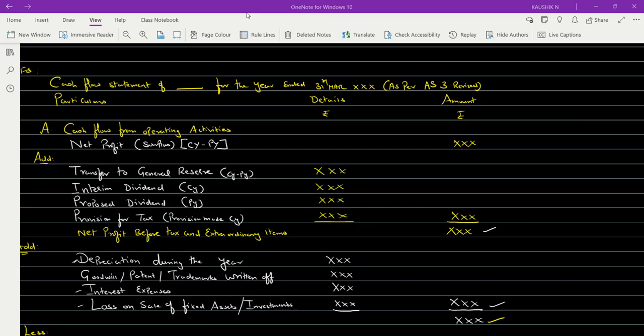Okay, so we will be redeeming the debentures. Okay, so that means interim dividend and proposed dividend, right? These two dividends are there. In the same way, issuing debentures also has interest.